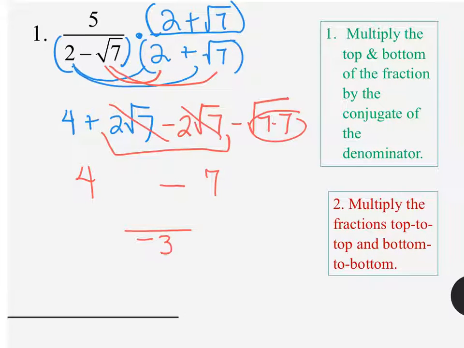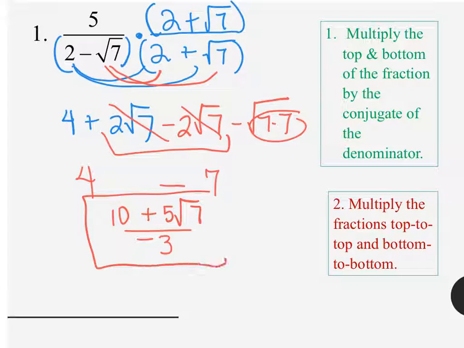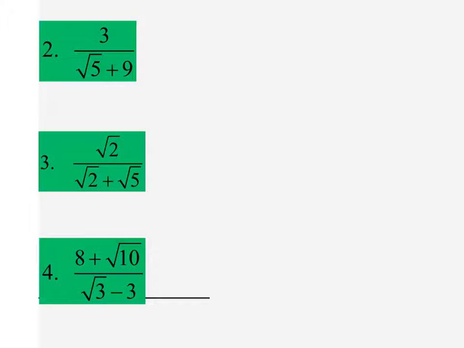We're not done. We're going to have to multiply the numerator 5 times this expression. So here we go. 5 times 2 gives us 10, and 5 times the square root of 7 gives us 5 times the square root of 7. There's nothing that we can do to break this down any further. We don't have a radical in the denominator anymore, so we have been successful. Yay! Okay, we're going to practice a couple of these.